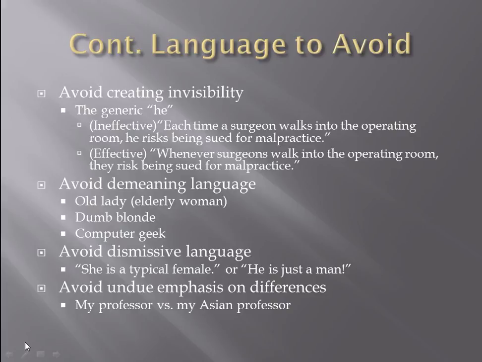We also want to avoid demeaning language. And a lot of times people say things and I think they just don't think them through. So you want to avoid demeaning language, and that might be saying, the old lady, or sometimes we just say stupid things like dumb blondes or computer geeks. Well, that's demeaning. It's very demeaning. And if that language were turned on you in some way, it would probably bother you. So why would we use it on someone else?